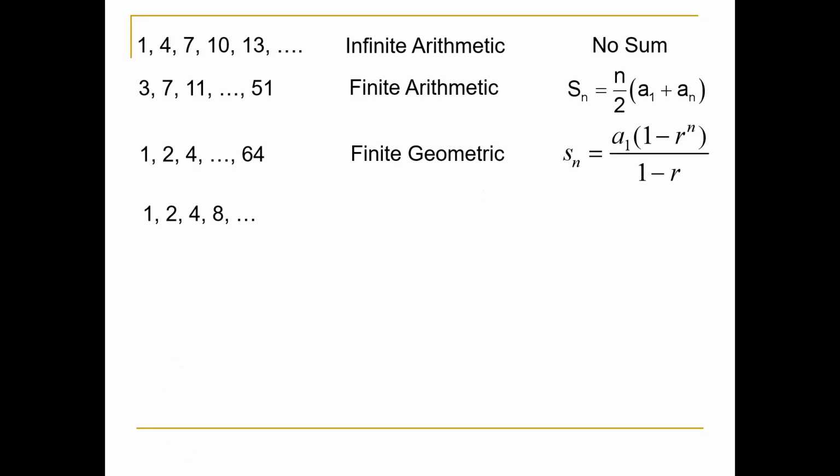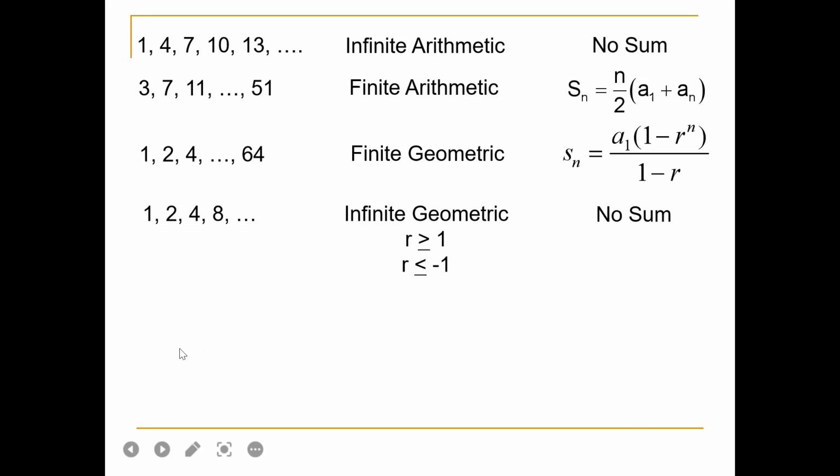Next, we have this. This is infinite. So they have a common ratio. 2 divided by 1 is 2, 4 divided by 2 is 2, 8 divided by 4 is 2. So they have a common ratio. So this is infinite geometric. Okay, what is the value of r? r is 2. So r is greater than or equal to 1. If that is the case, we cannot find the sum for the geometric series.